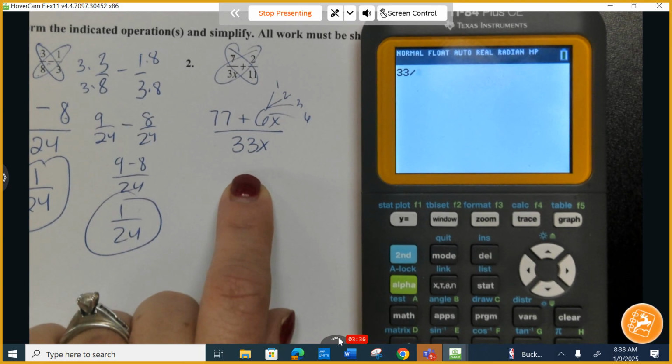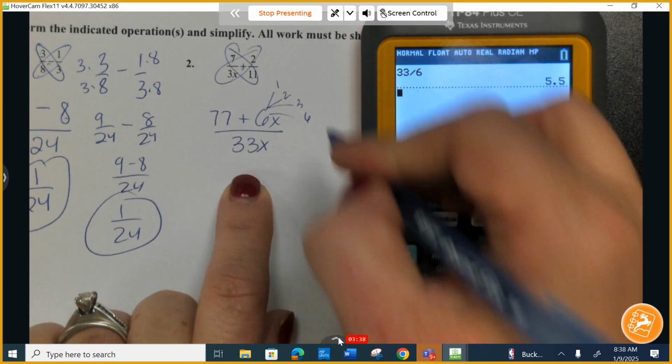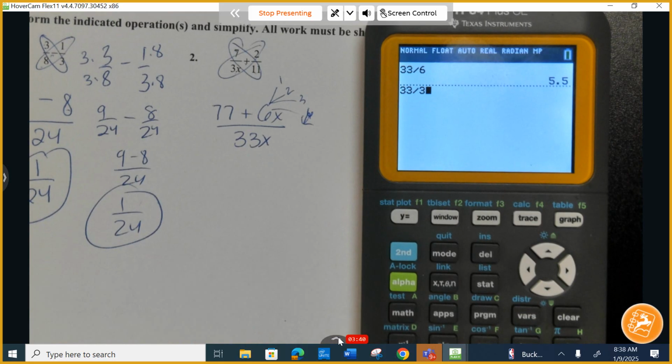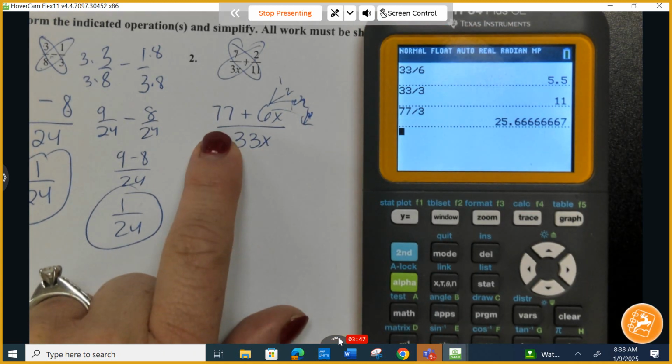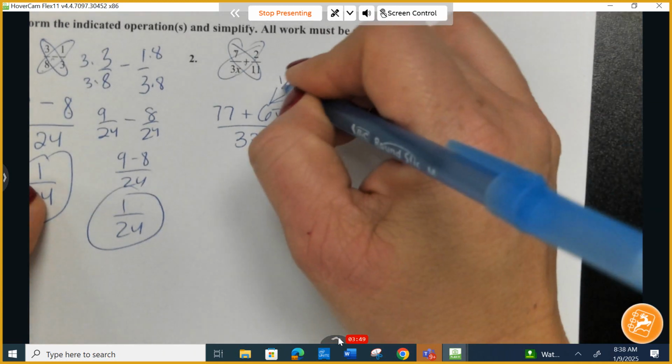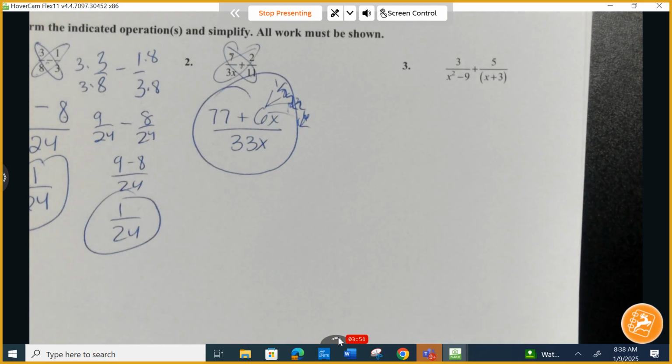We always start with the largest one. 33 divided by 6? Okay, that doesn't work, so that's not an option. 33 divided by 3 does work. Okay, let's see if it works for 77. 77 divided by 3, that doesn't work. And I know 2 doesn't work because 77 and 33 aren't even, and dividing by 1 doesn't matter. There we go, we're done.